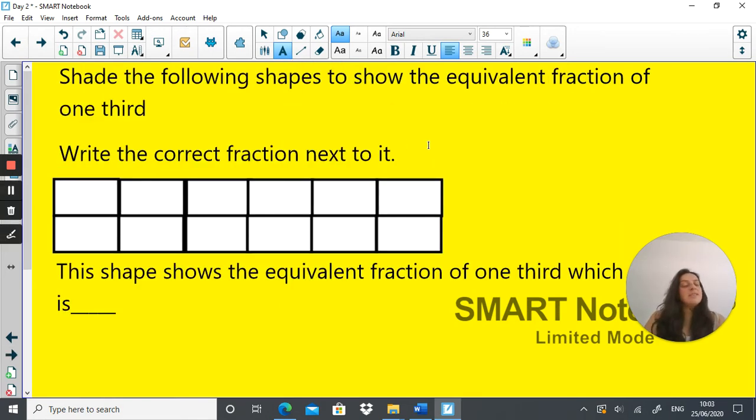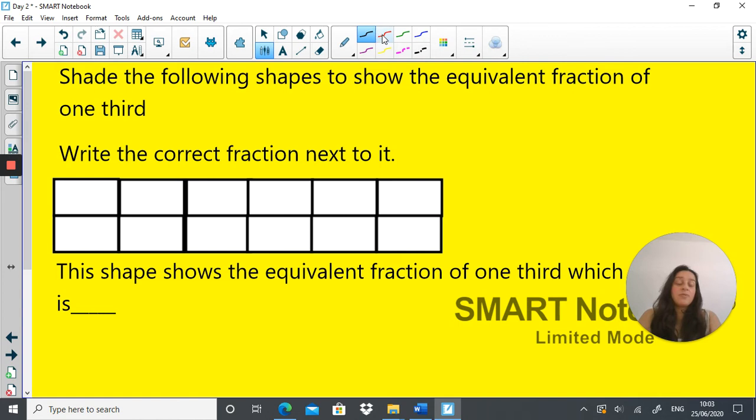So similar to yesterday, I want you to think about this shape over here and tell me how many boxes do we need to shade in to show an equivalent of 1/3. Remember, we count the boxes, we divide them by 3, and we work out how many boxes we shade in. So for this example, 1, 2, 3, 4, 5, 6, 7, 8, 9, 10, 11, 12. There are 12 boxes.